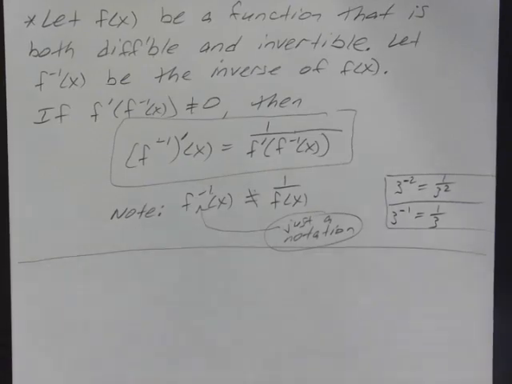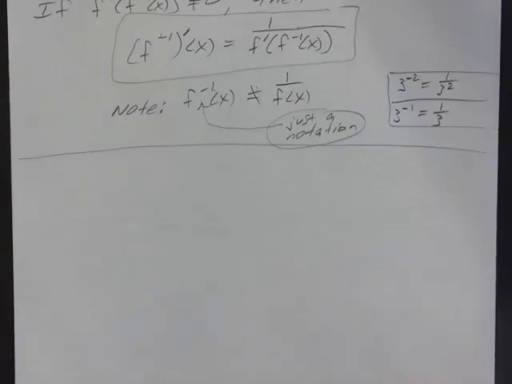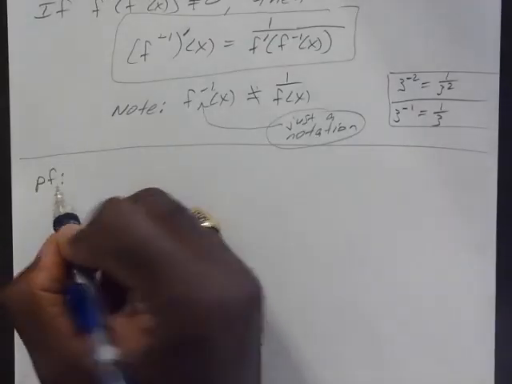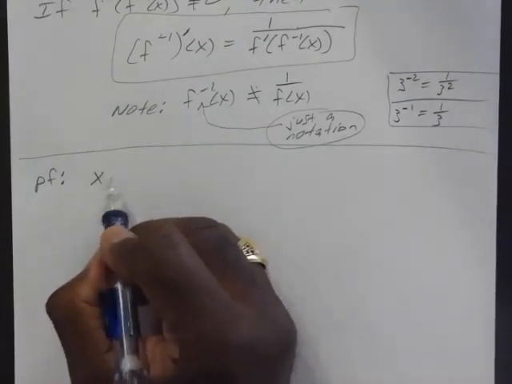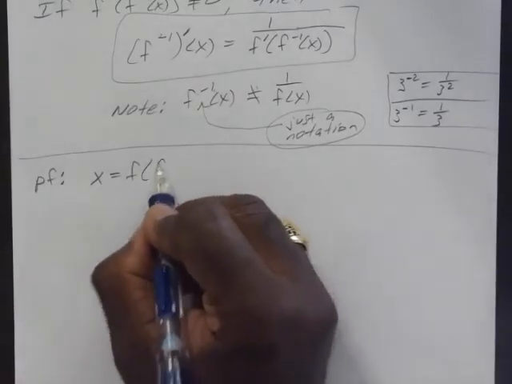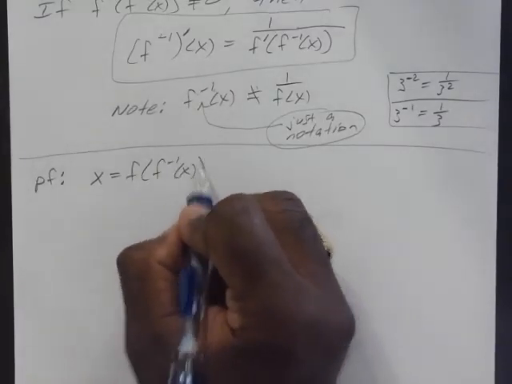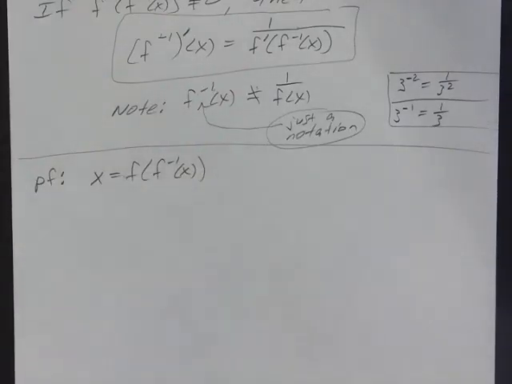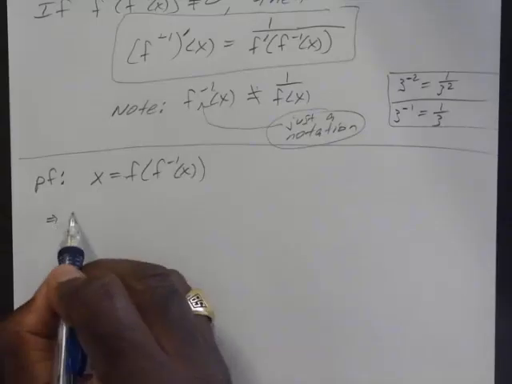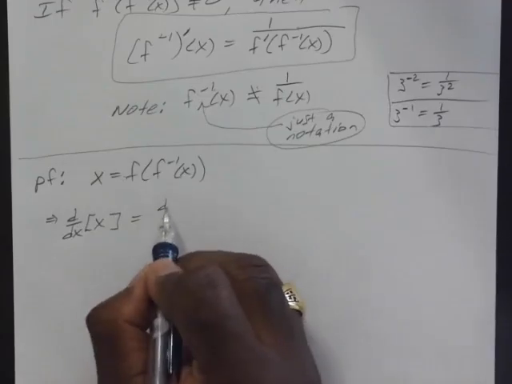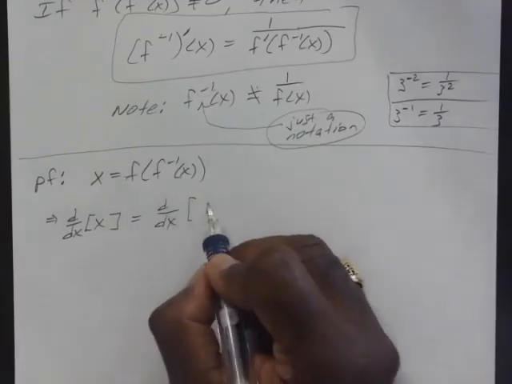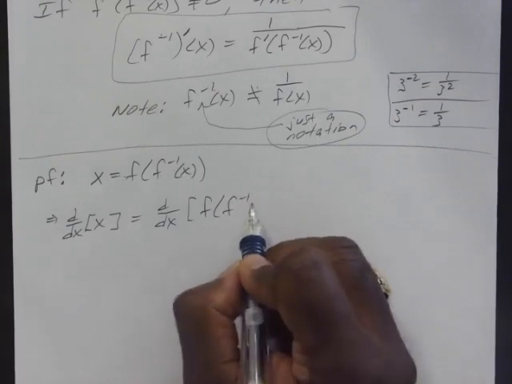Okay. So the proof is pretty quick, so we can go ahead and go over the proof on this one. Okay. So we already know if it's an inverse function, then x is equal to f of f inverse of x. We know the function and the inverse cancel each other out. Okay. So we take the derivative of both sides. The derivative with respect to x of x is equal to the derivative with respect to x of f of f inverse of x.